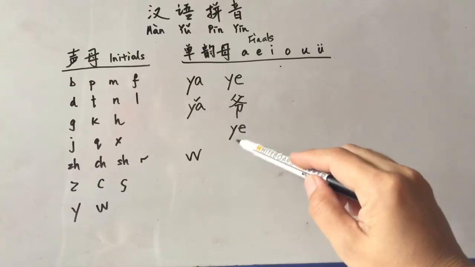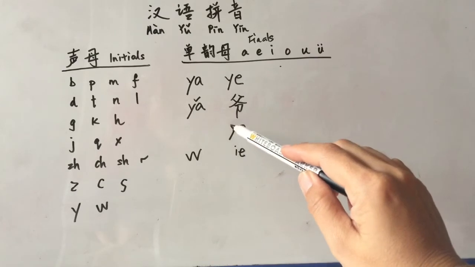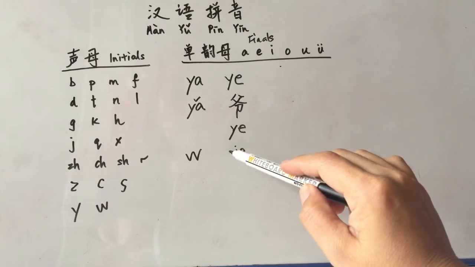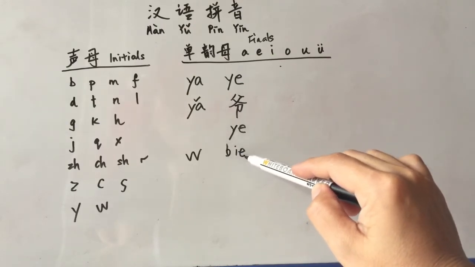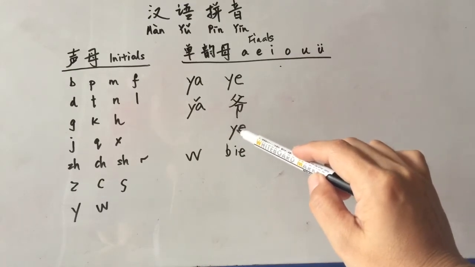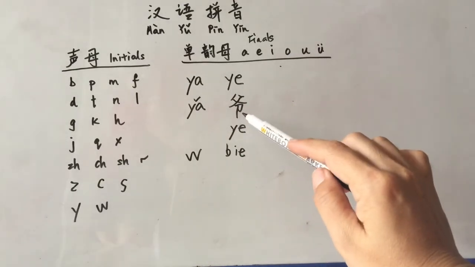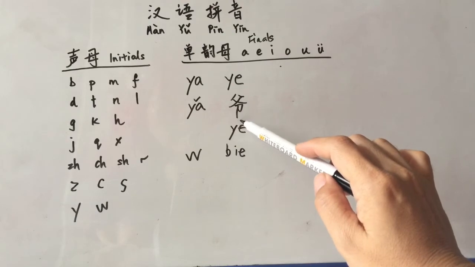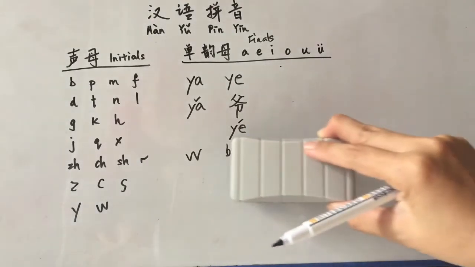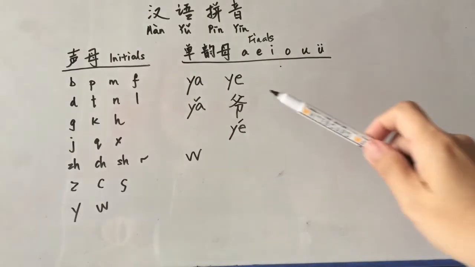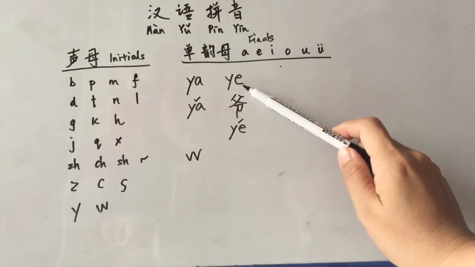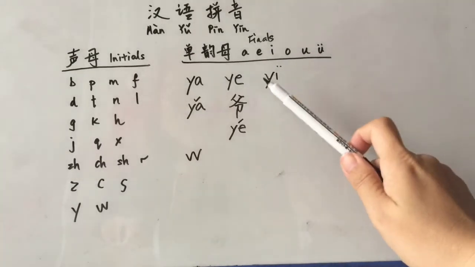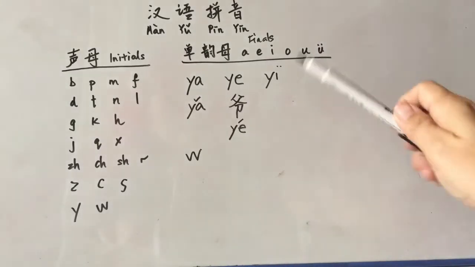I and E, if the sound for this IE is ye, this one is also ye. But this one is supposed to match with another initial, for example 别, bie. But this one by itself is 爷爷的爷. Which tone? This is the second tone, so we put the second tone, so this is 爷爷. The next one, E and E, both are E, still pronounced as E.